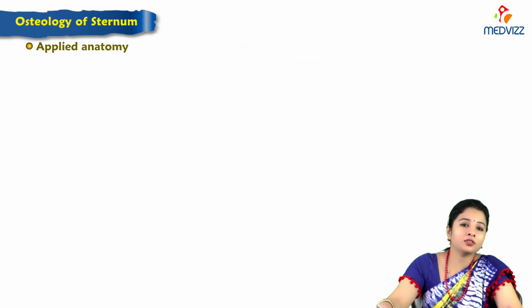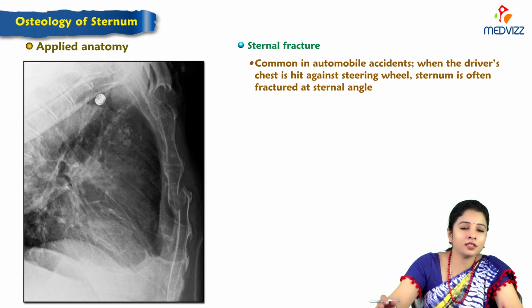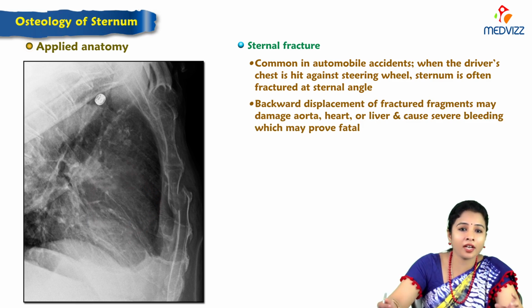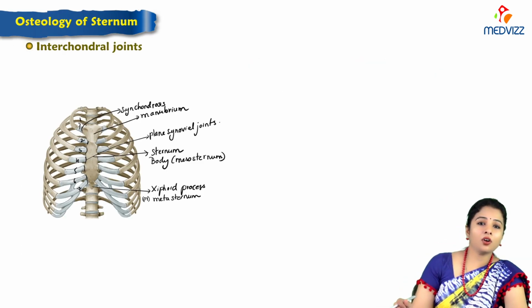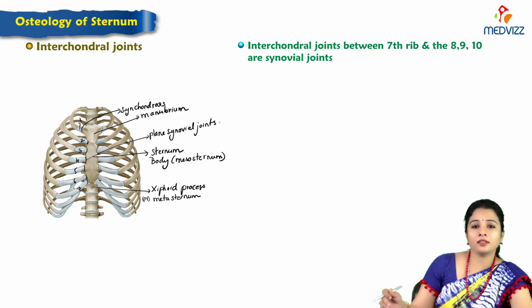The next point is sternal fracture. It is common in automobile accidents, that is in road traffic accidents, when the driver's chest is hit against the steering wheel. The sternum is often fractured at the sternal angle. The backward displacement of the fractured fragments may damage the aorta, heart or lungs and cause severe bleeding, which may prove fatal. Next, the interchondral joints, the joints between the 7th rib and the 8th, 9th and 10th ribs.